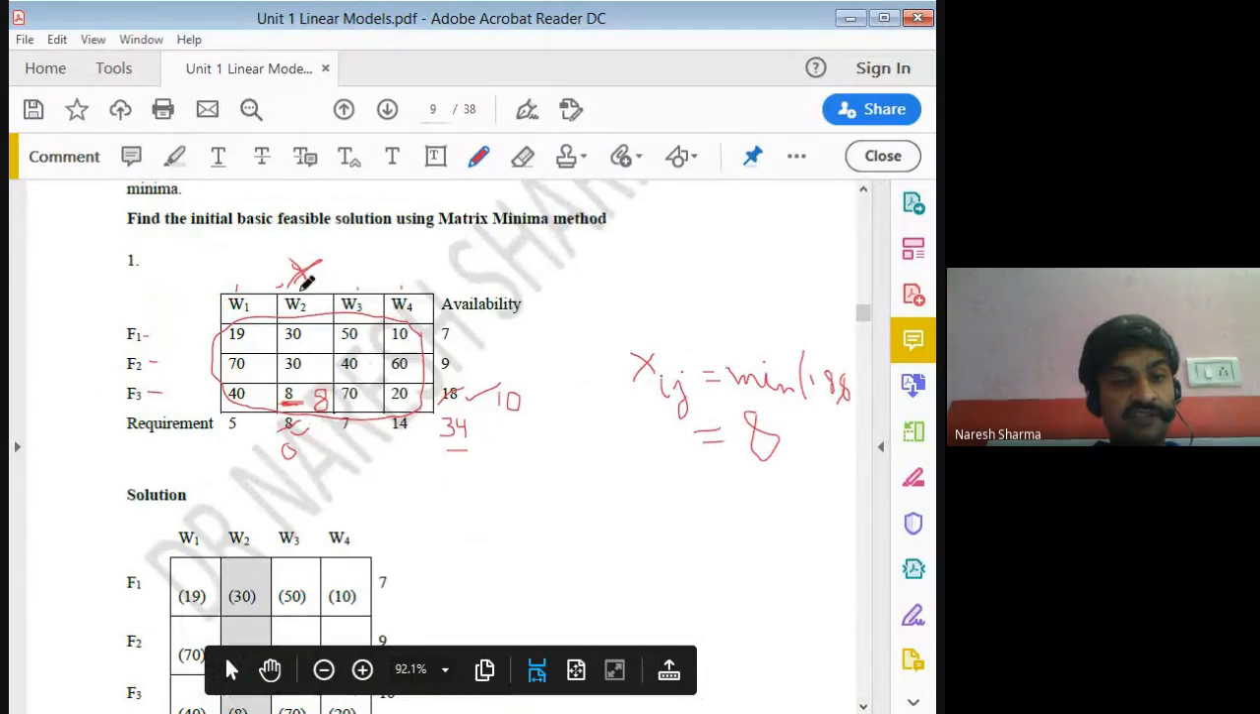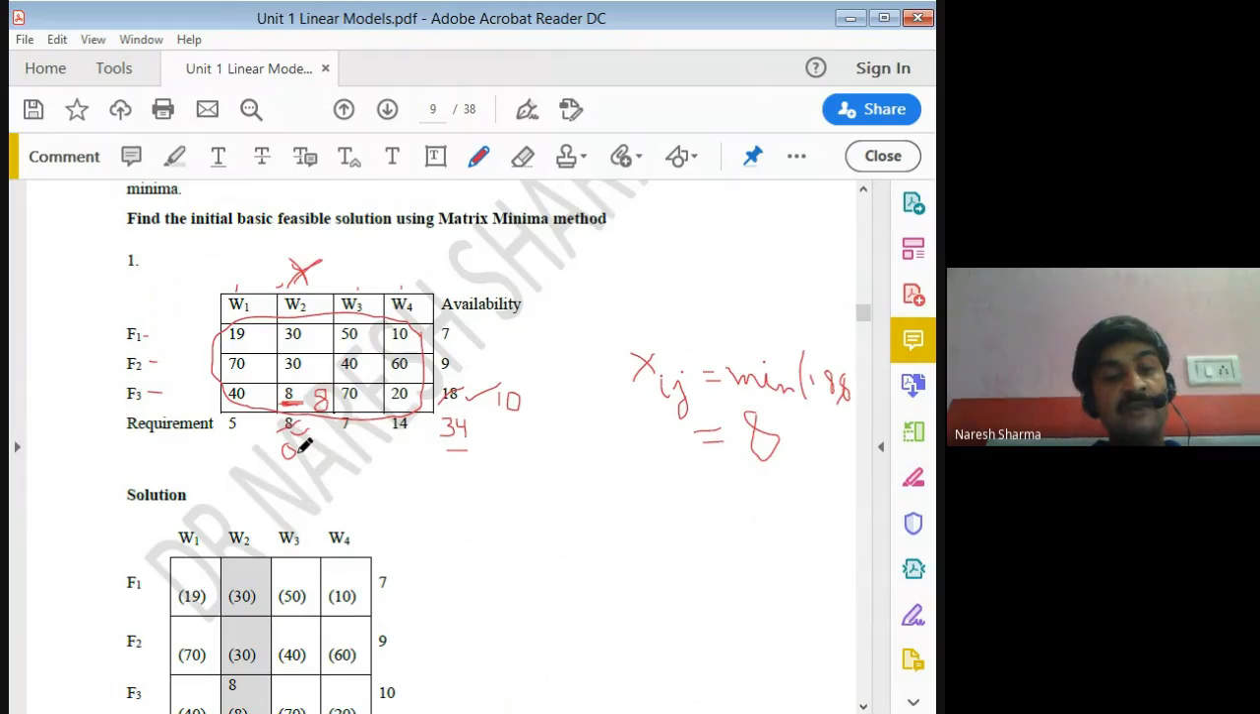So this second warehouse requirement is fulfilled. Now delete the second column and check the minimum value in the remaining table. In the remaining table, the minimum value is this 10. Corresponding to this 10, the availability is 7 units and the requirement is 14, and the minimum value is 7. So we allocate here 7 units. If we allocate 7 units, the availability of this factory is fulfilled. Now it has no more units available.